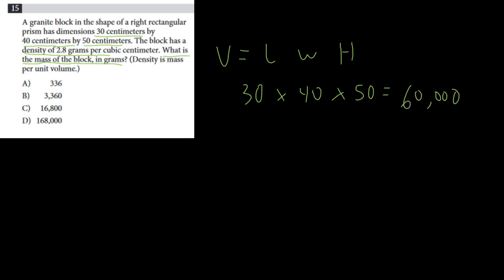From here, it says the block has a density of 2.8 grams per cubic centimeter. So we know this is centimeters right here. So from here, we multiply 60,000 times 2.8. And what you get is 168,000, which is D.